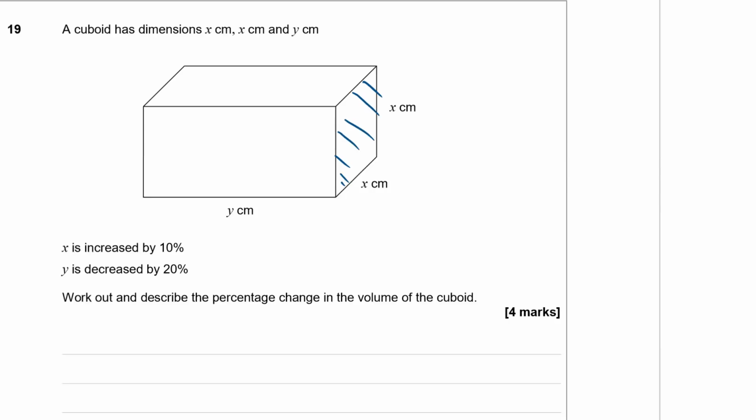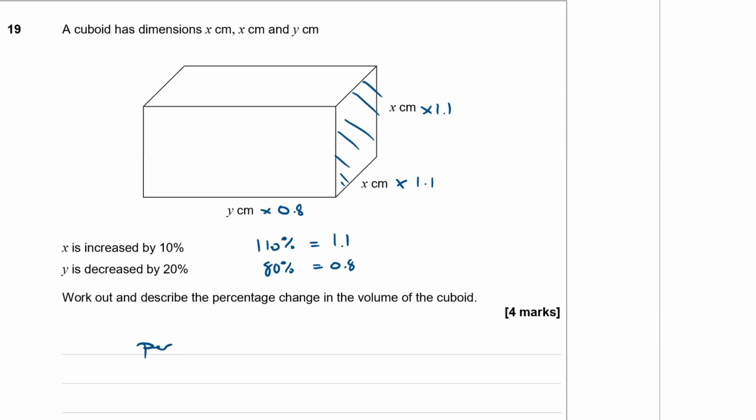Now, if I'm going to increase these two by 10%, I'm going to make them 110% of what they were before, which is a scale factor of 1.1. A decrease of 20%, 100% take away 20% is 80%, which is a scale factor of 0.8. So I'm going to be multiplying this one by a scale factor of 1.1, this one by 1.1, and this one by 0.8. So the overall change in the volume of the cuboid is what I'm going to get.